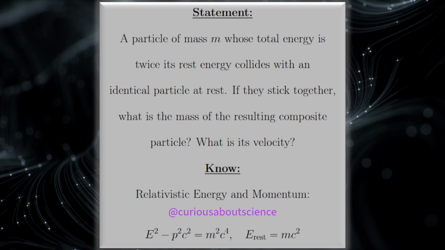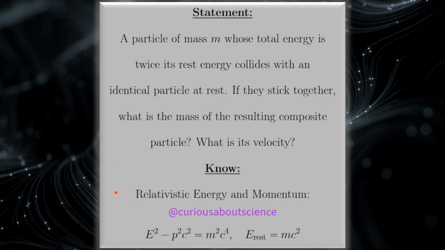Let us now talk about a particle of mass m whose total energy is twice its rest energy and that collides with an identical particle at rest. If they stick together, what is the mass of the resultant composite particle? What is its velocity? Okay, we got a lot to deal with here. Let's be very careful on how we define everything.